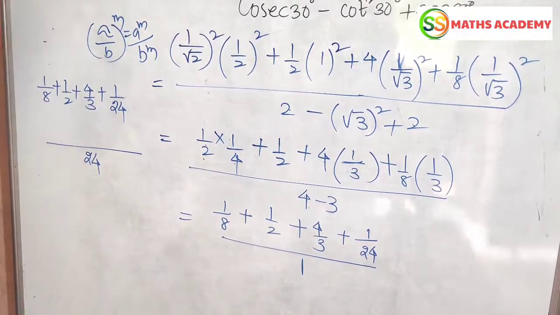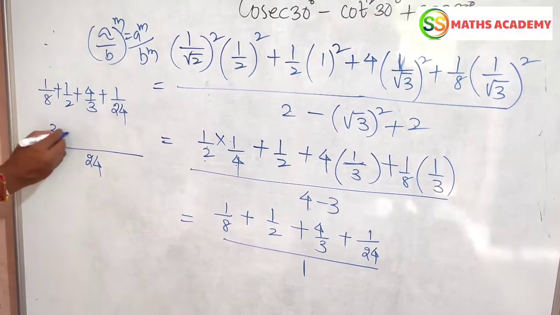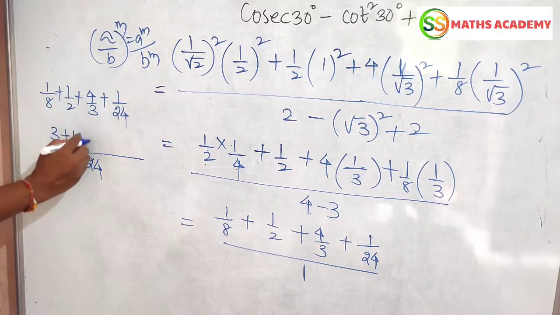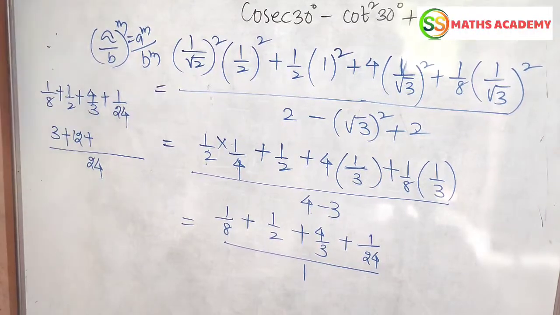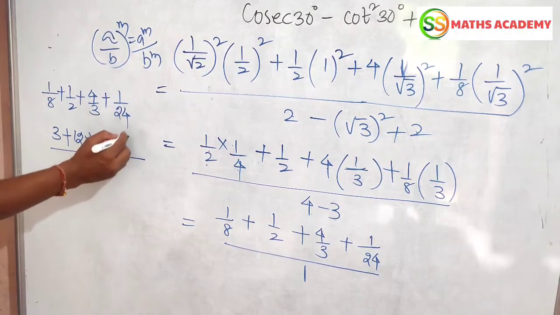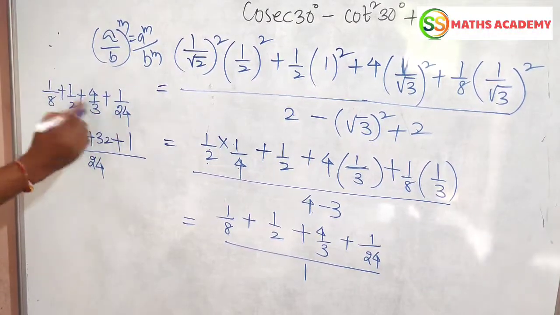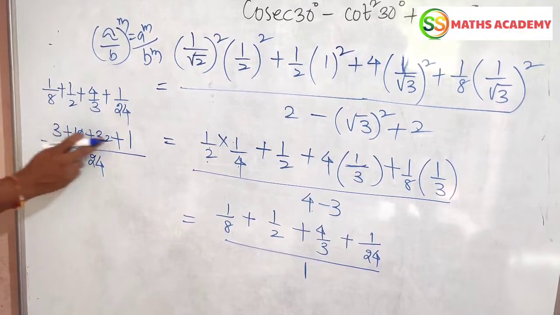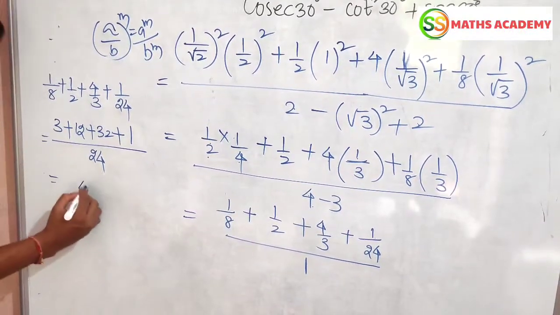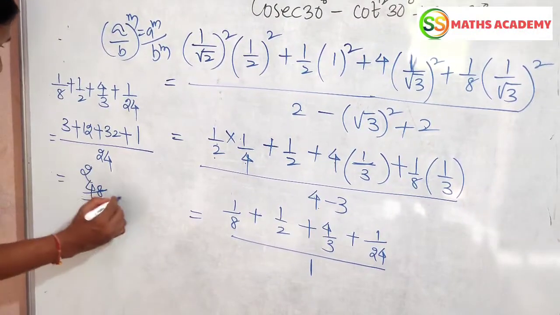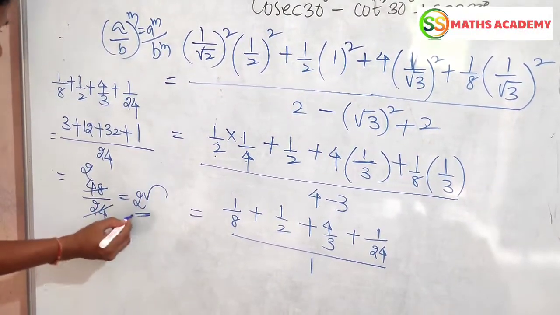8 divides 24, 3 times, so 3 into 1 is 3. 2 divides 24, 12 times, 12 into numerator 1 is 12. 3 divides 24, 8 times, 8 into 4 is 32. 24 divided by 24, 1 into 1 is 1. So simply the terms add up to 32 plus 12 plus 3 plus 1, nothing but 48 by 24. Our answer is 2.